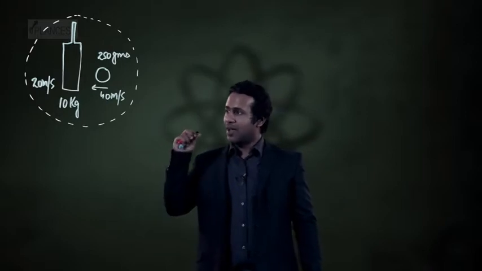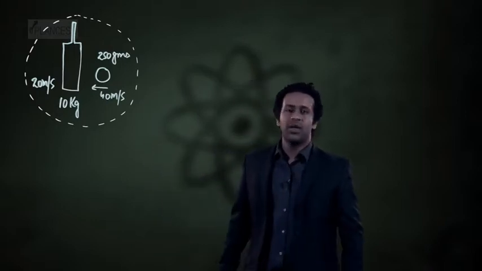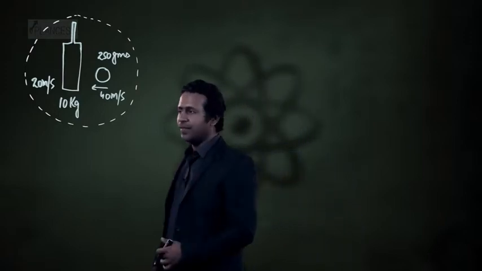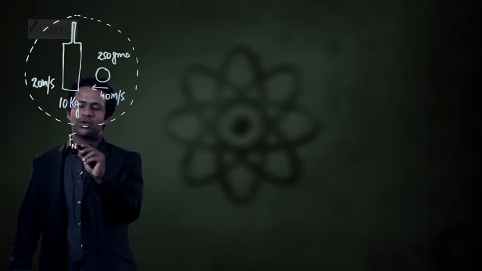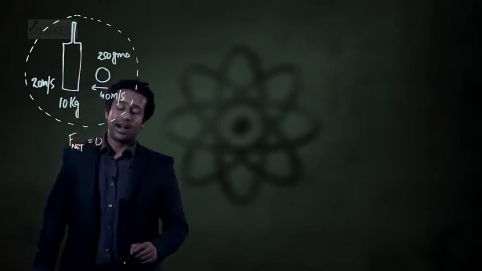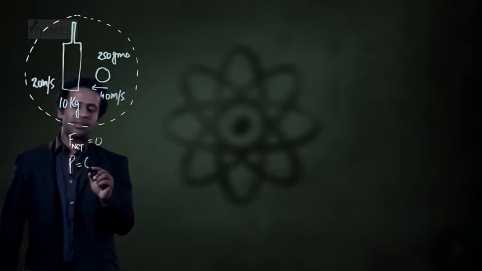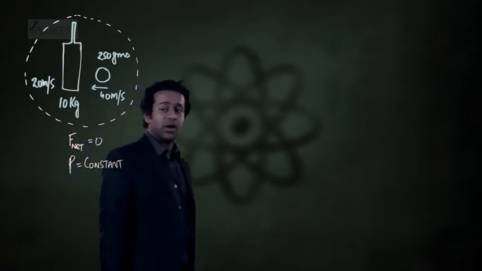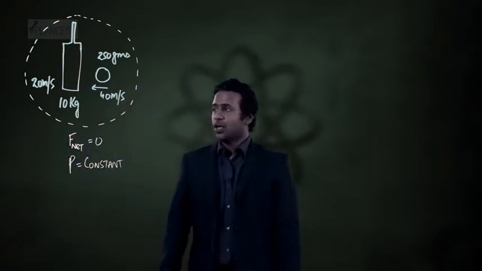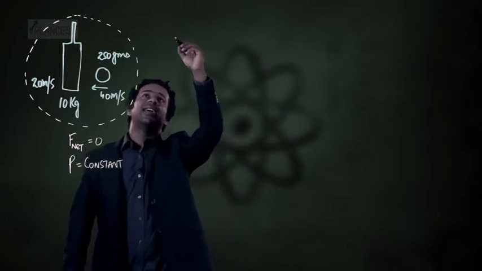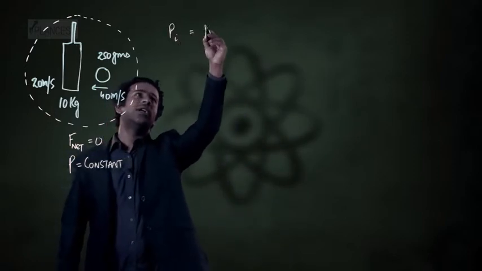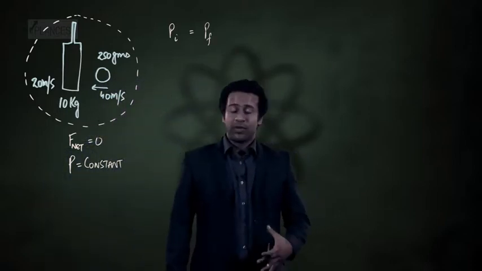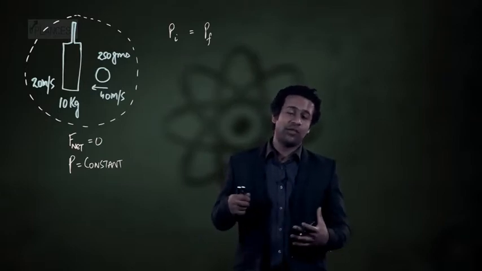So as long as both of them are part of our system, we see that the net force on our system is zero. And we know that if the net force on the system is zero, that implies that momentum must remain constant. This is what we learned from the principle of conservation of momentum. So in this case, we can once again write that the initial momentum should be equal to the final momentum.